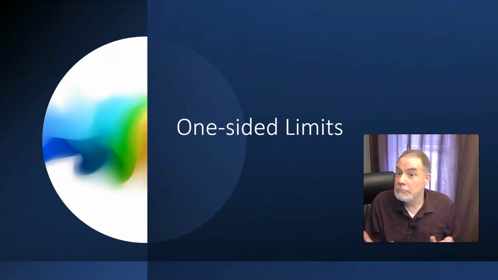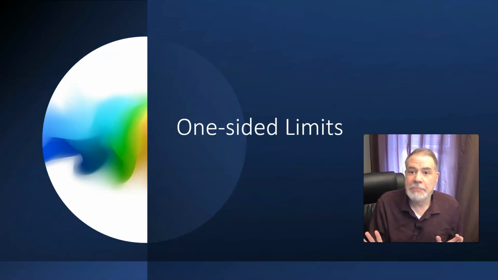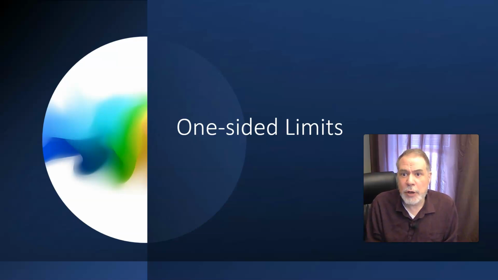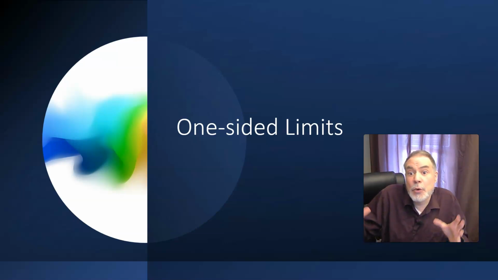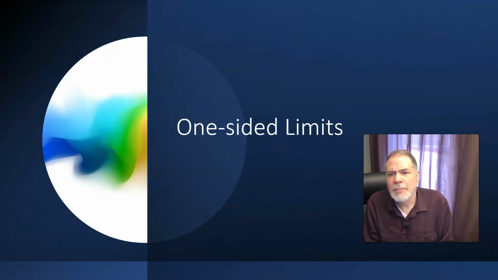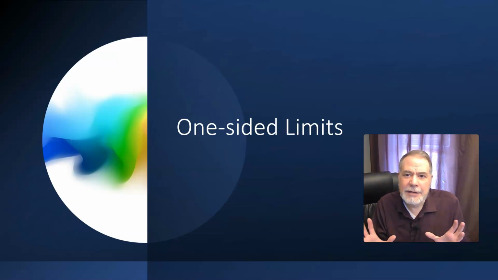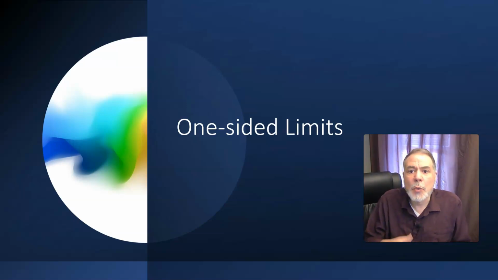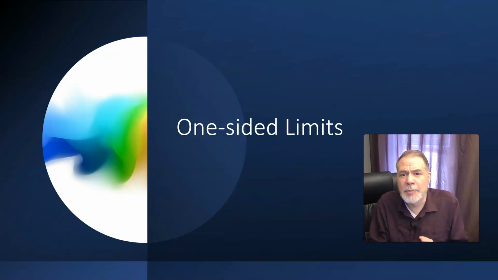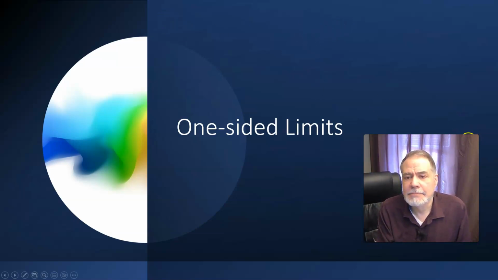One way is by being a little bit less than that number, and the other way is by being a little bit greater than that number. And for regular ordinary limits, we need to consider both sides, both ways of being close to a number. But there are some times when we only want to consider one side. We only care about what happens when we're a little bit less than a number, or we only care about what happens when we're a little bit greater than that number. And that's when we use one-sided limits.